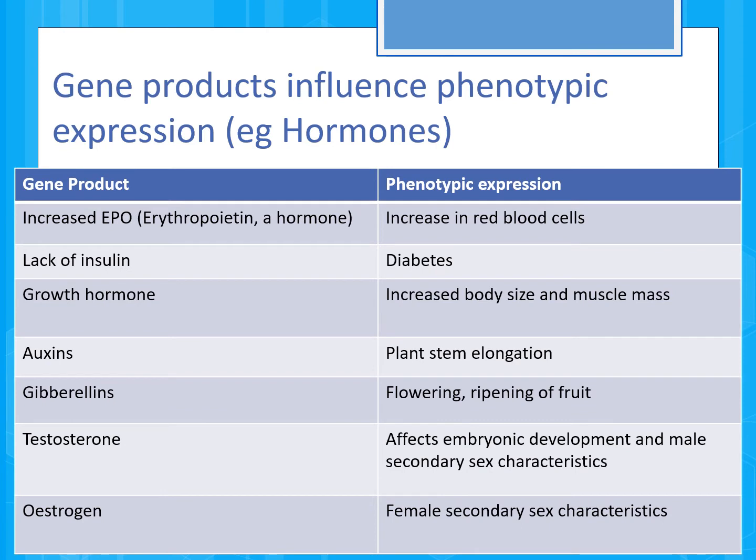So here are some examples of gene products that influence phenotypic expression. If someone has a gene product that leads to a lack of insulin, the phenotypic expression of that is that they're a diabetic. Or, if someone has a lot of estrogen being expressed and produced, they're going to develop female secondary sex characteristics. Again, those characteristics are the phenotype. The gene product is the estrogen gene.